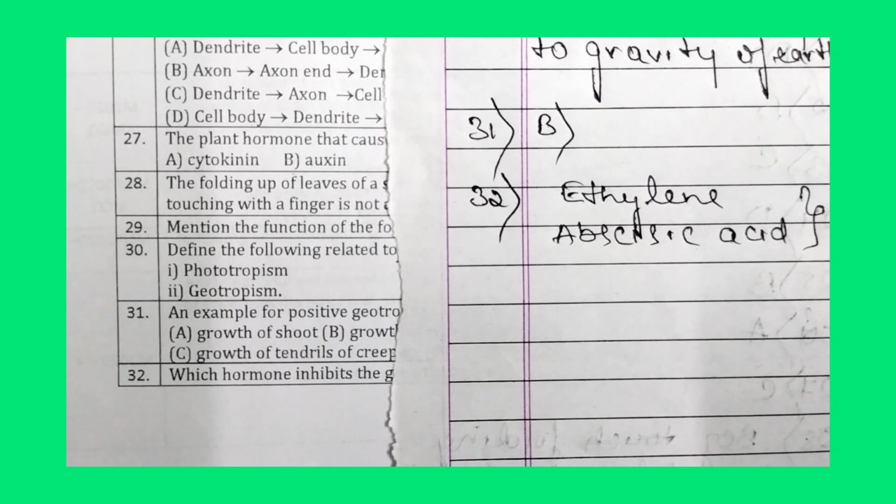So successfully we have completed control and coordination in plants and animals of class 10th previous year question paper. In the next video we are going to answer the chapter, how do organisms reproduce.